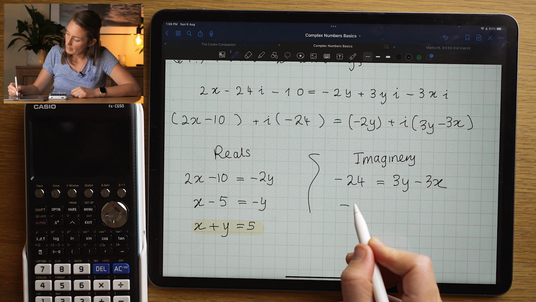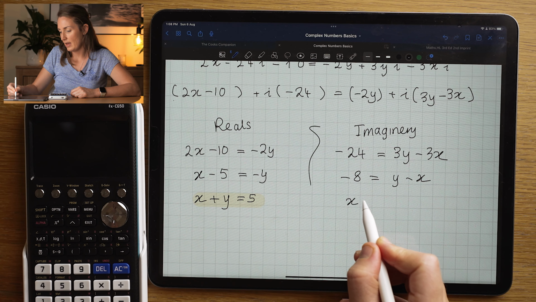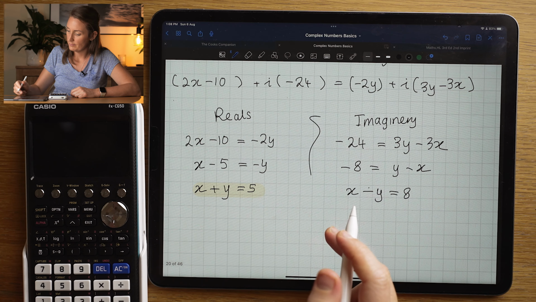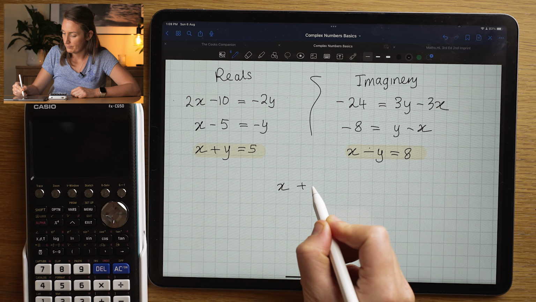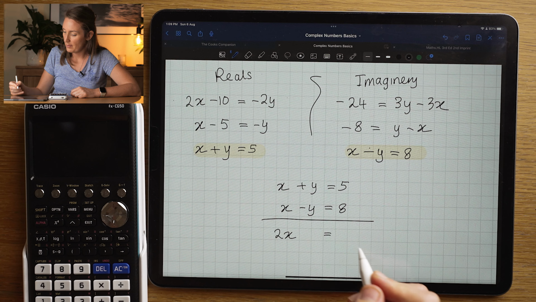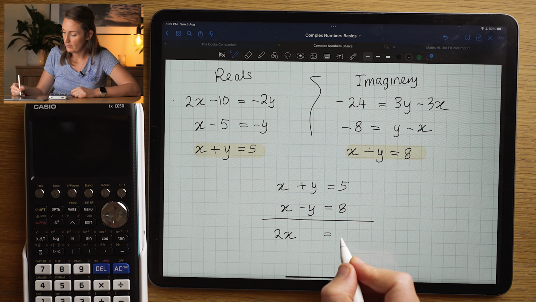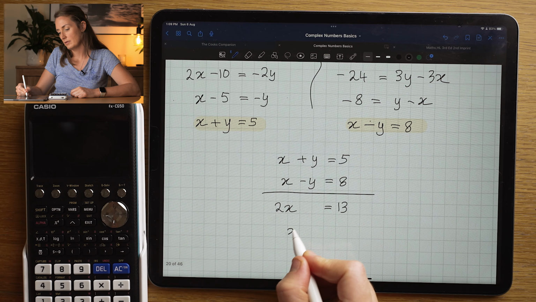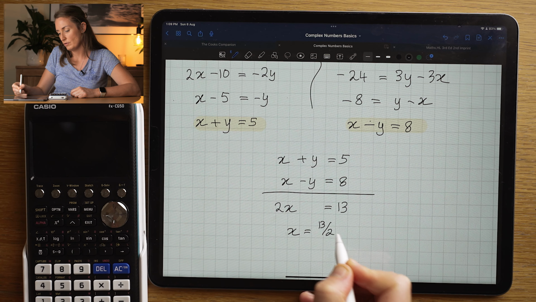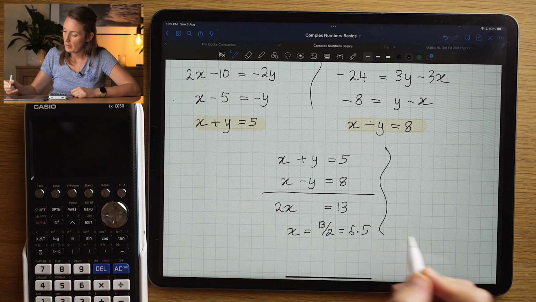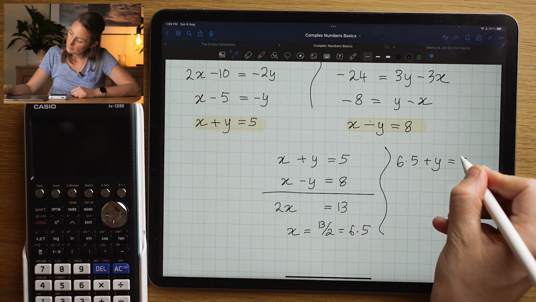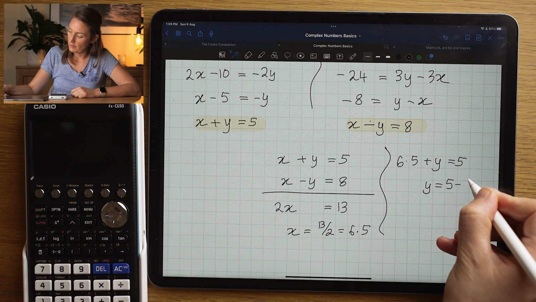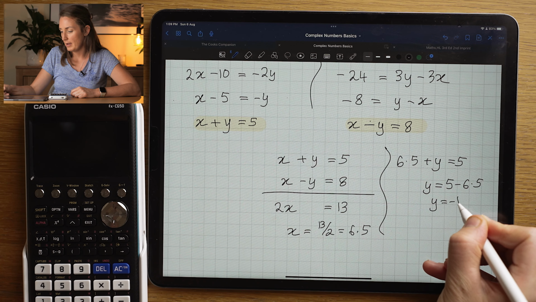Here I'm going to divide everything by 3. And I'm going to set that up as x minus y equals 8. Then I'm going to solve these simultaneous equations to find x and y. Add these two together, and then we're going to have this to be 13. So x would be 13 over 2, or 6.5. And then if x is 6.5, y must be 5 take away 6.5. y must be minus 1.5.